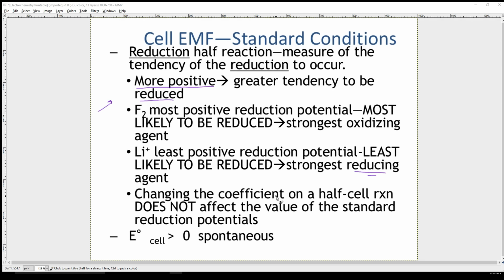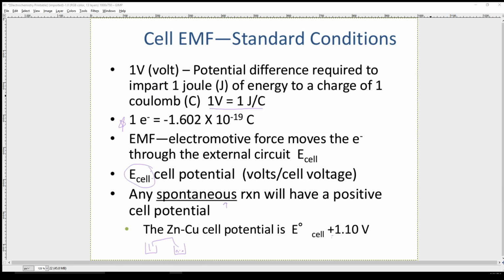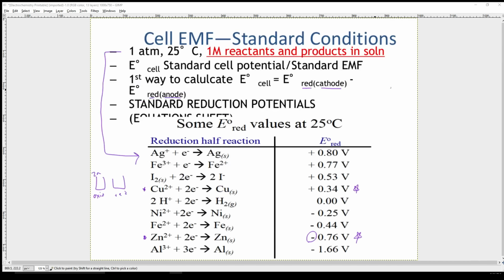Something that's nice to know is coefficients do not matter. We don't care about coefficients when we're calculating cell EMF. So this equation up here, going back a couple slides, here we go. This equation here, you might want to give yourself a little note that says coefficients don't matter. You can ignore them.